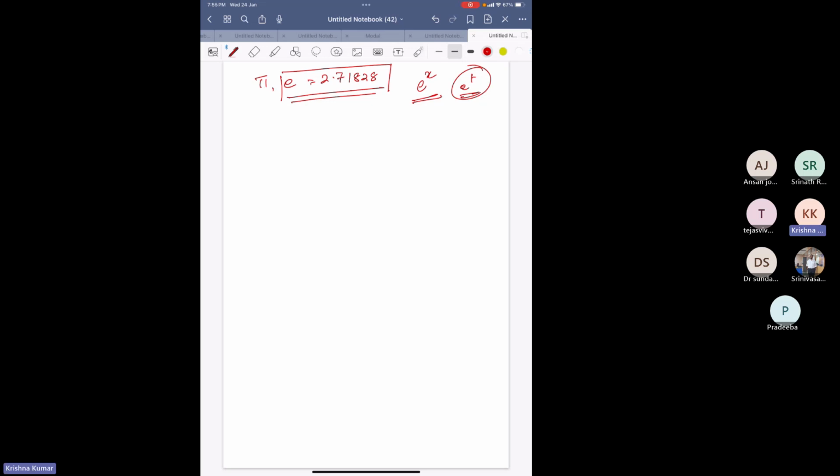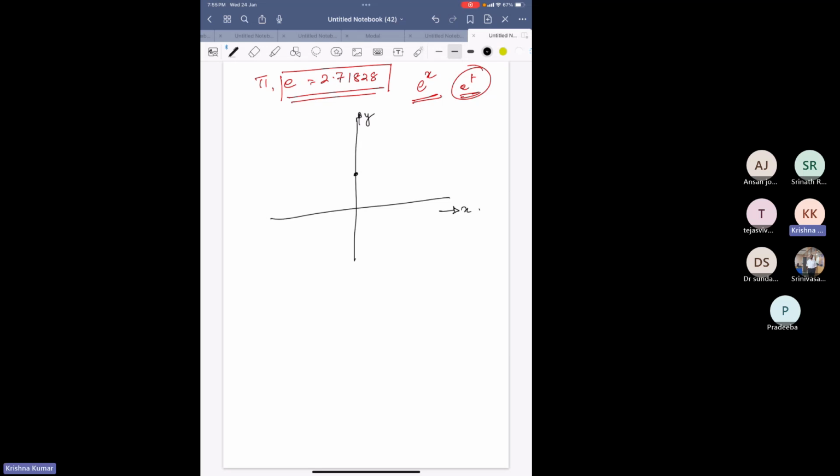So this graph, first we'll draw the graph and then interpret it. This is y and this is x. At x is equal to 0, what would be the value of y? 1.